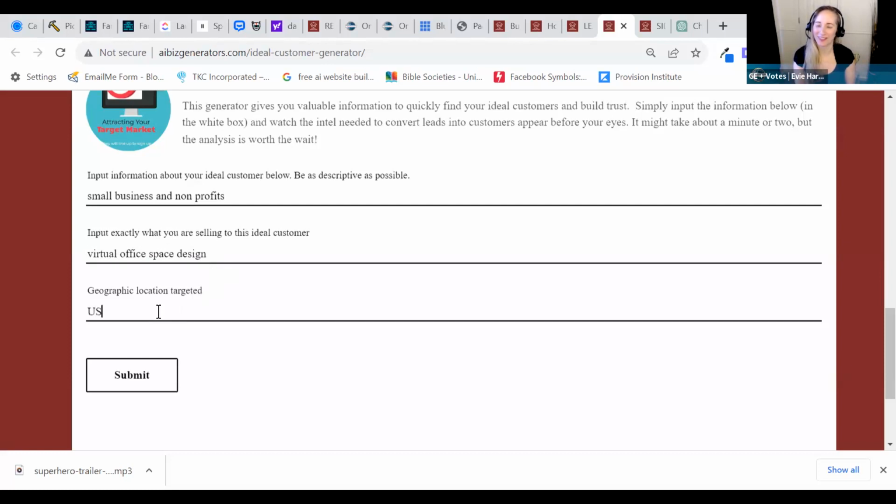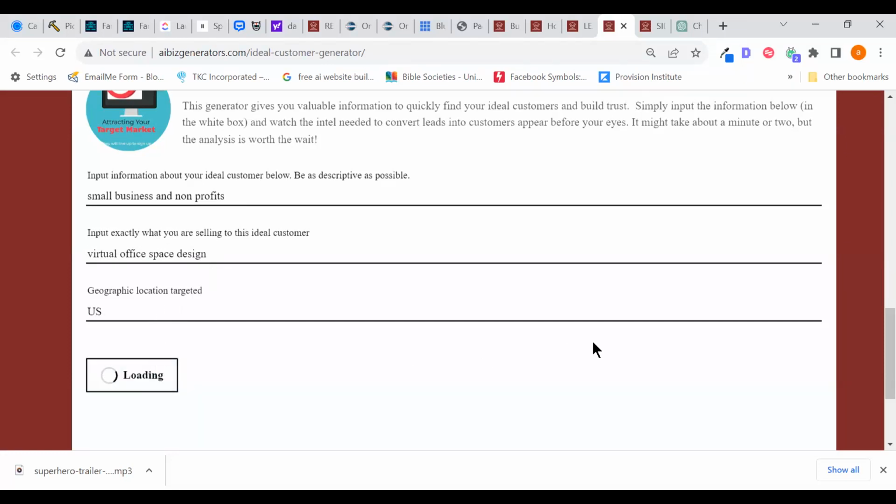States. Okay. Sorry, everybody. Now, this takes about 30 to 40 seconds, and let me tell you why. What the AI is doing behind the curtain is it's looking to find people who want virtual office space. It is looking across all of these databases to determine what do these people have in common? And it is going to come back to us with the demographics, the psychographics, the buying behavior, the social media use for your ideal customer.